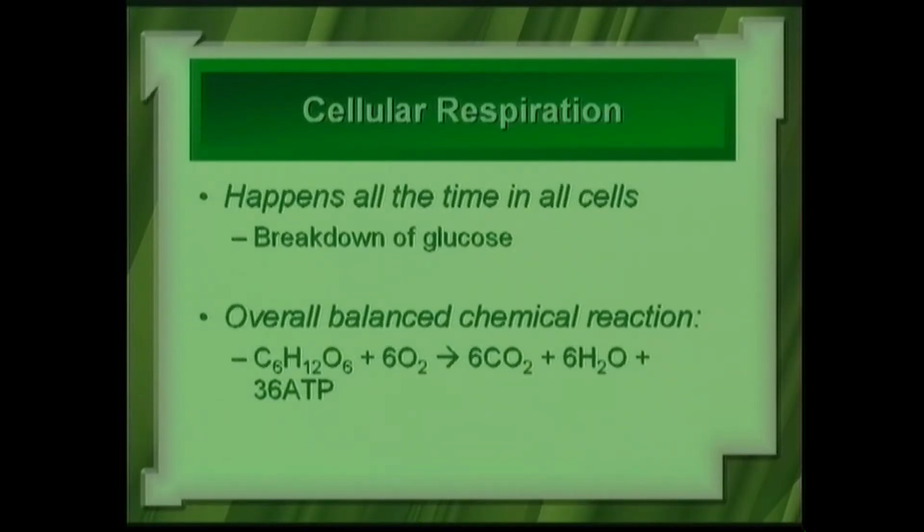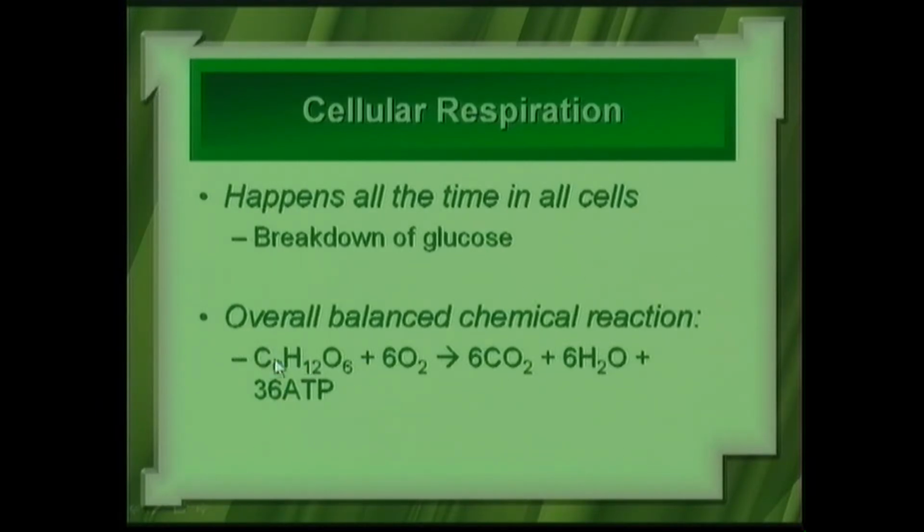Okay, and what you end up with, after all the different chemical processes, after glycolysis, after the Krebs cycle, after the electron transport chain, you'll end up with 6 carbon dioxide molecules, 6 water molecules, and you'll have 36 ATP. Anywhere between 32 to 39, but usually we'll say 36 ATP. So you notice that it is a balanced chemical reaction.